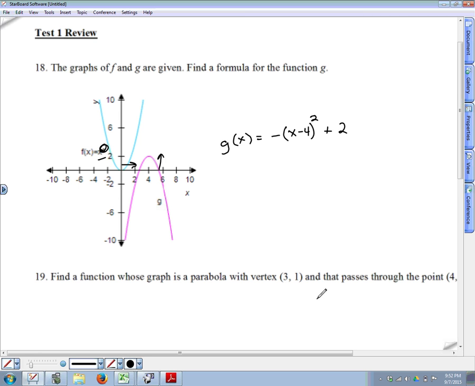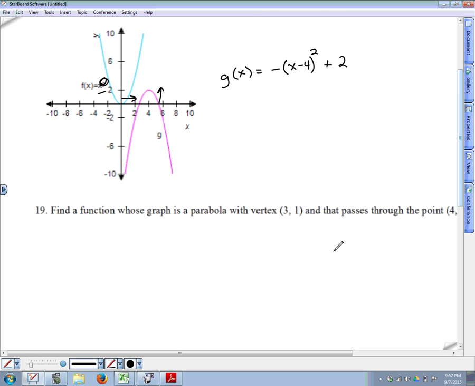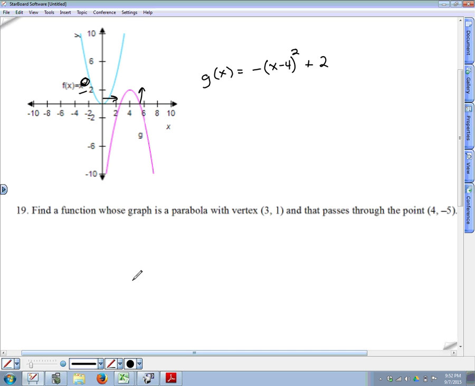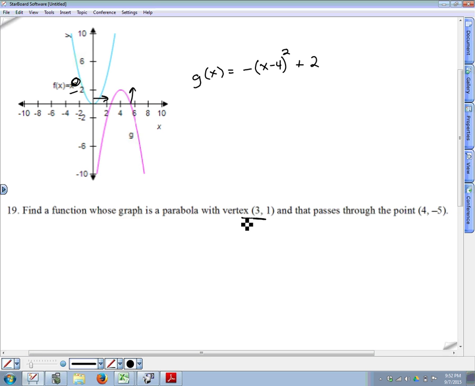And that was from section 2.6. Kind of going out of order. Number 19, this is another one from section 3.1. You have to build or create a function with this vertex, and that passes through that point 4, negative 5.